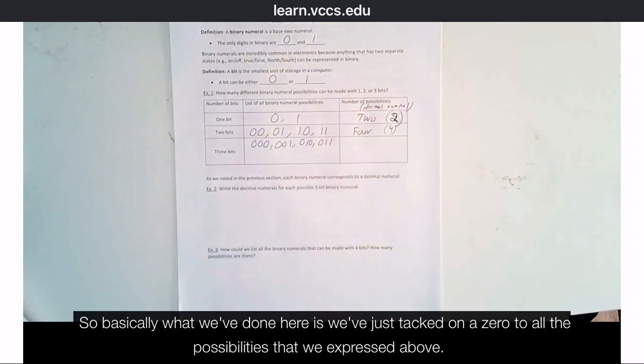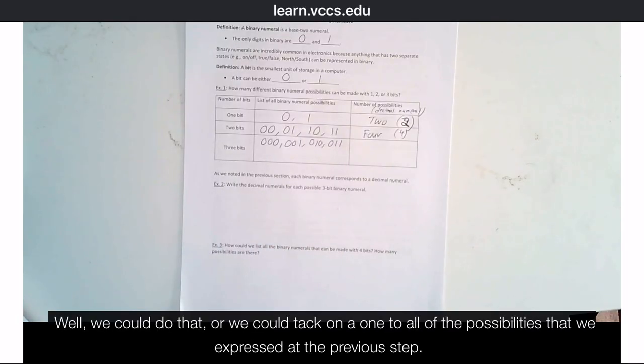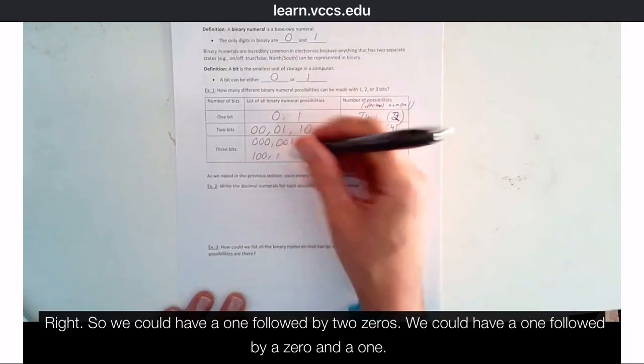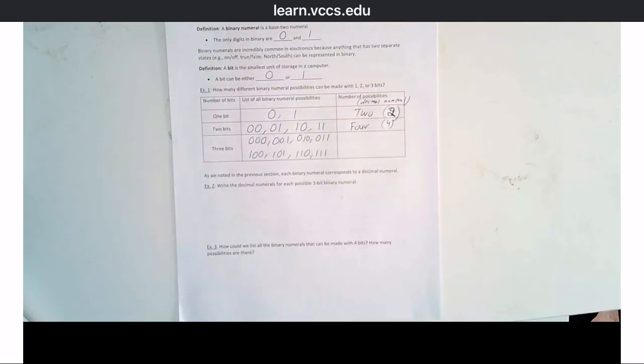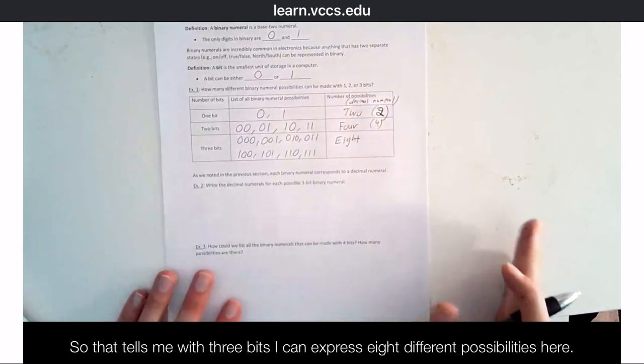So basically what we've done here is we've just tacked on a 0 to all the possibilities that we expressed above. Well, we could do that, or we could tack on a 1 to all the possibilities that we expressed at the previous step, right? So we could have a 1 followed by 2 zeros, we could have a 1 followed by a 0 and a 1, we could have a 1 followed by a 1 and a 0, or we could have a 1 followed by 1, 1. How many possibilities do we have? We got 4 there and another 4 there. So that tells me with 3 bits, I can express 8 different possibilities here.